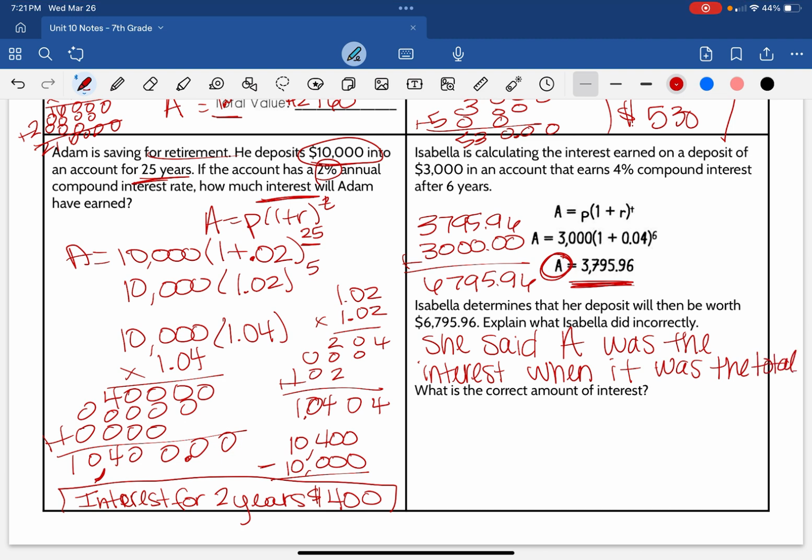Okay, so what's the correct amount of interest? Well, the correct amount of interest equals A minus P. So 3,795.96 minus my P, which is right there, of 3,000. And the interest was $795.96.